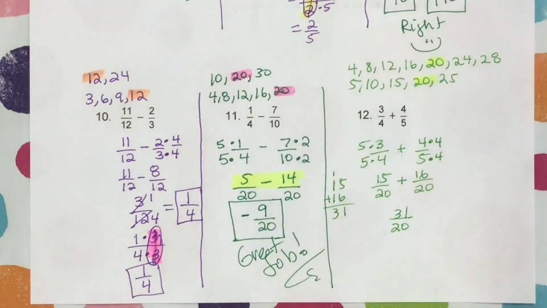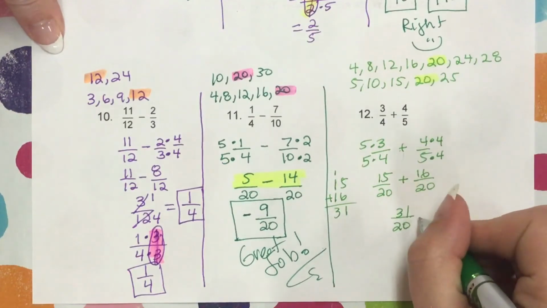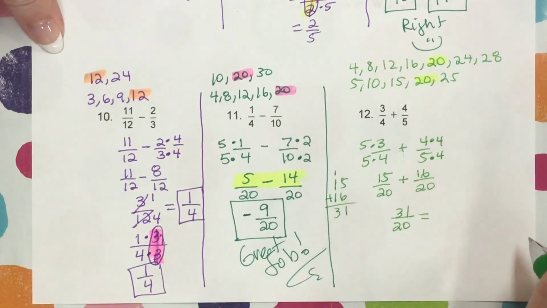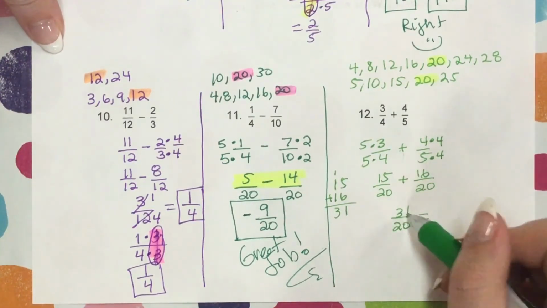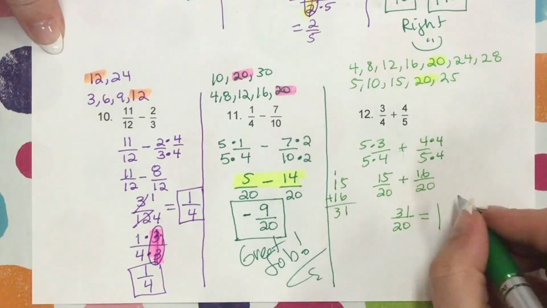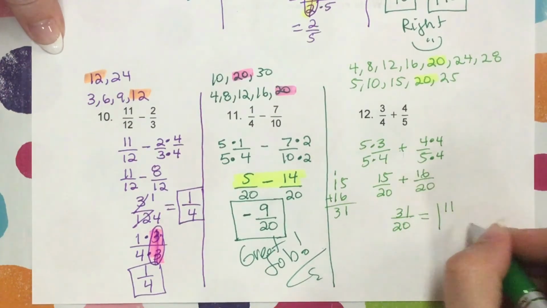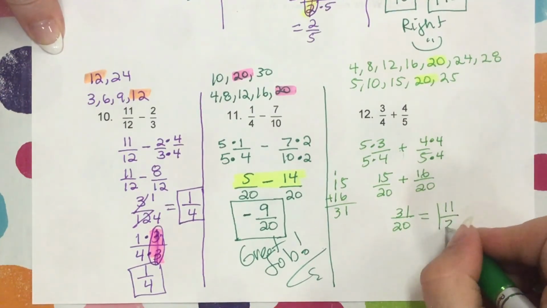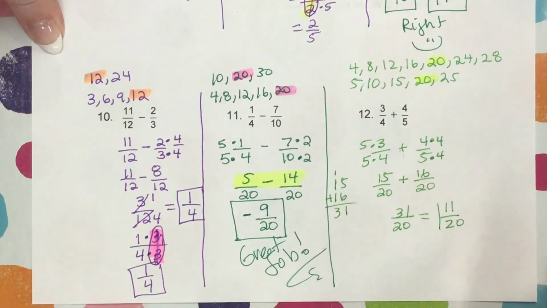Now does anybody see anything? Do you see it? Yes, it is an improper fraction, which means we can write this as a mixed number. So I want you to go ahead and do that as well. How many times does 20 go into 31? You are correct. It goes in one time. And how many are left over? There are 11. 11 20ths, and you just keep the same number there.